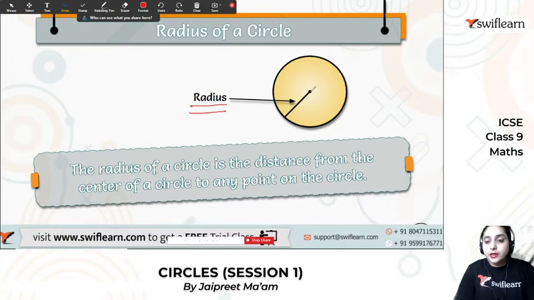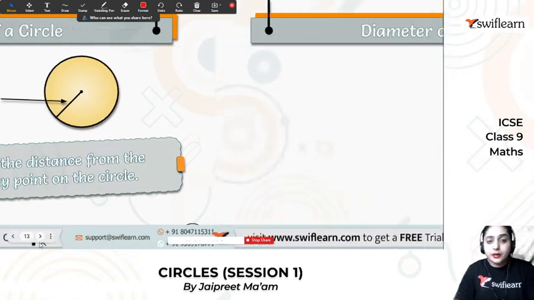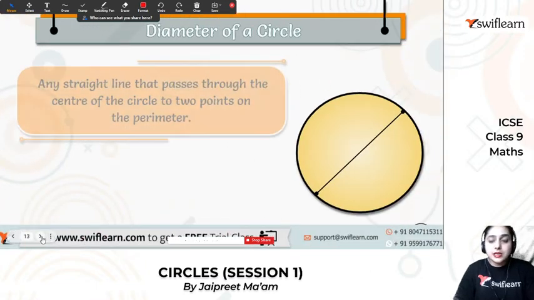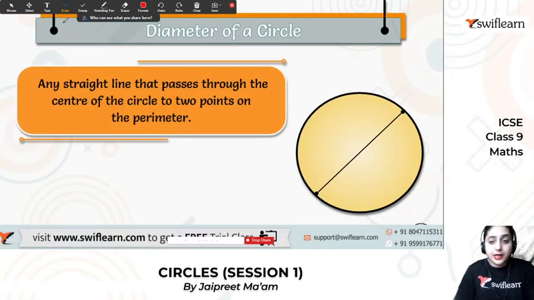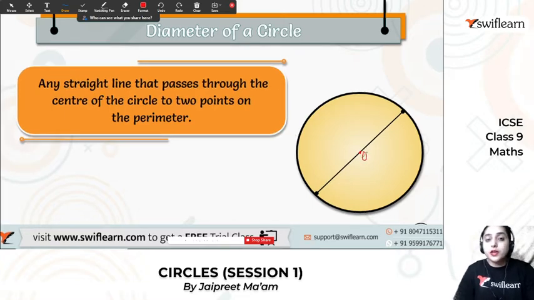So from the center to the point on the circle, this distance is known as the radius of a circle. Okay, and let's learn diameter. Diameter is a straight line that passes through the center of the circle. It always passes through the center and joins two points on the circle.